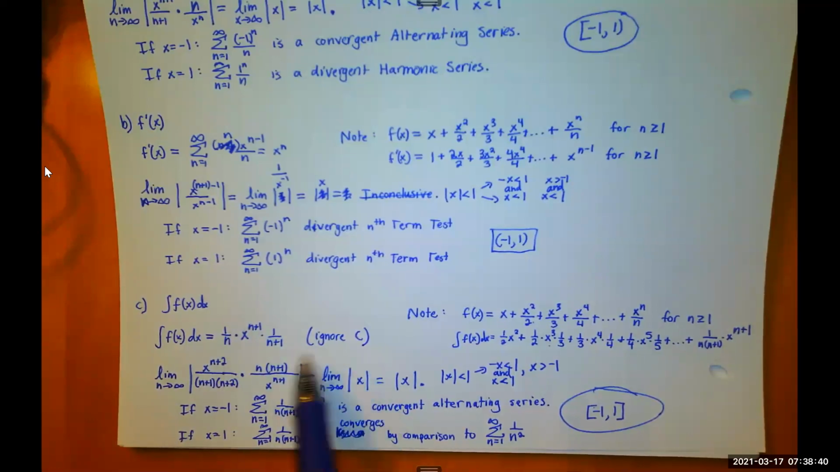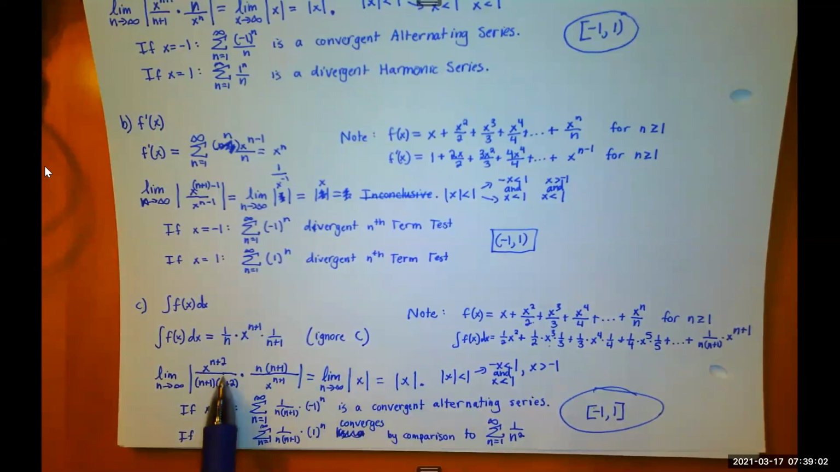I'm ignoring c because adding a constant has no effect on the convergence or divergence of a series. So I've got an infinite sum. Let's say the value is 5. If I have a constant of 4, that just changes the value to 9. It doesn't change the overall convergence or divergence of the series.